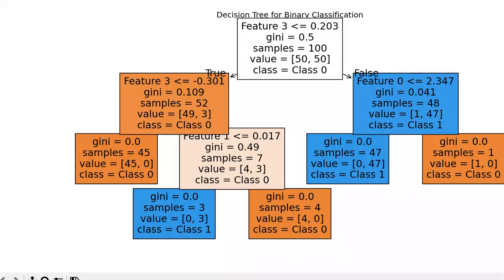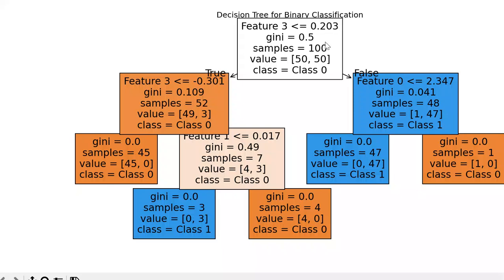Here is the output of the code. We show feature 3 less than or equal to 0.203, which is the decision rule used to split the data. If true, it moves left, and if false, it moves right. Then there is Gini, which is 0.5, which measures the impurity. It ranges from 0 to 0.5 for binary classification.